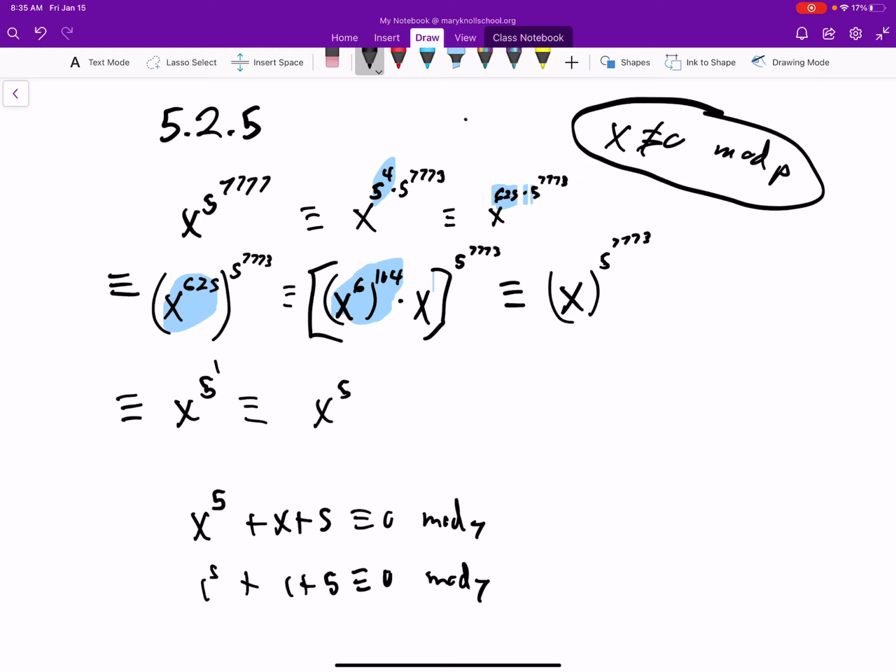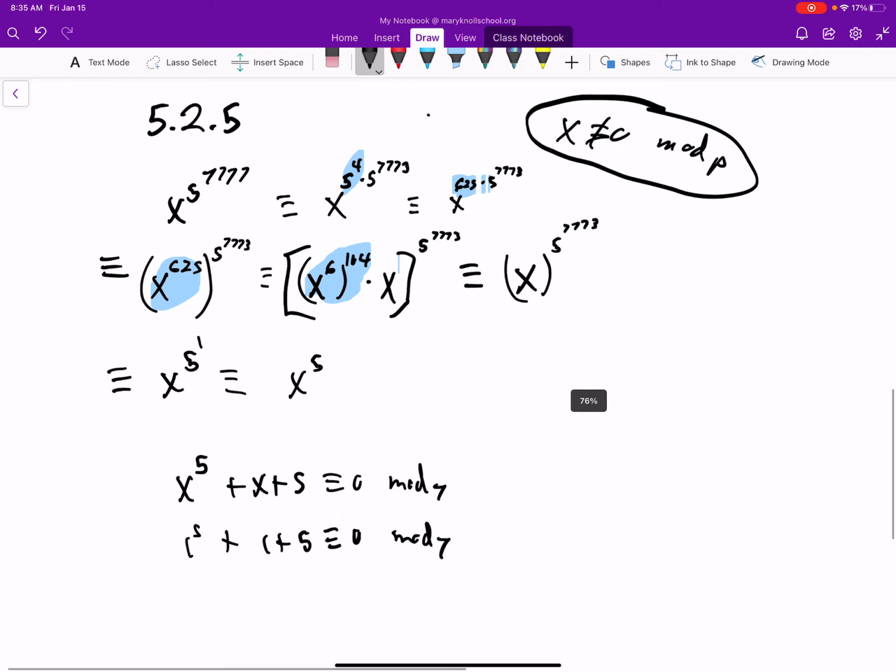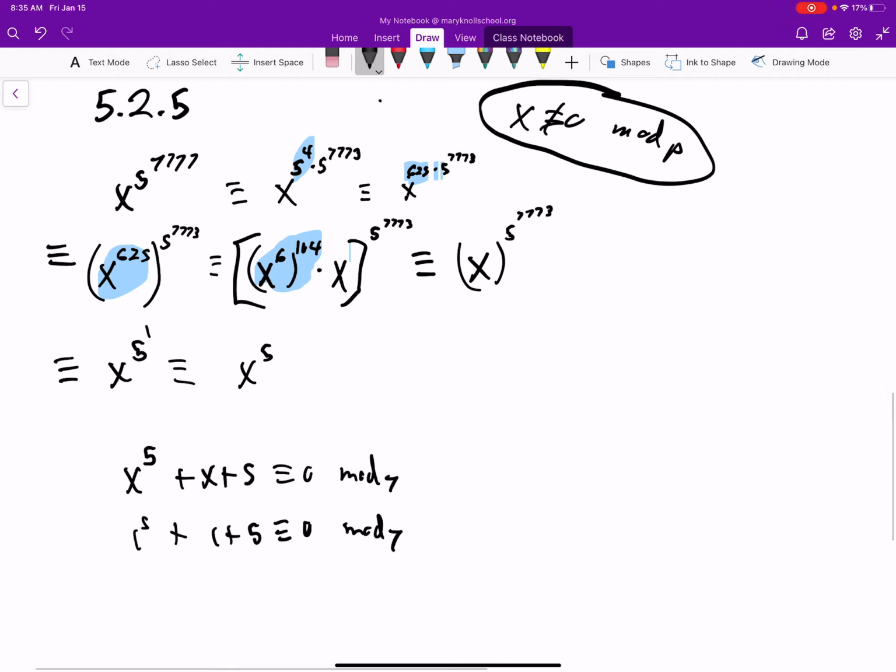So initially, let's just look to see if that's a solution anyway. And when we do that, we get x to the 5 to the 7777 plus x plus 5 is equivalent to 0. And we plug zeros in here, and this solution doesn't work anyway, so we're not even interested in any of these at all. Okay, we've already done the 0. We've already found out it's not a solution, so we're not interested in it.